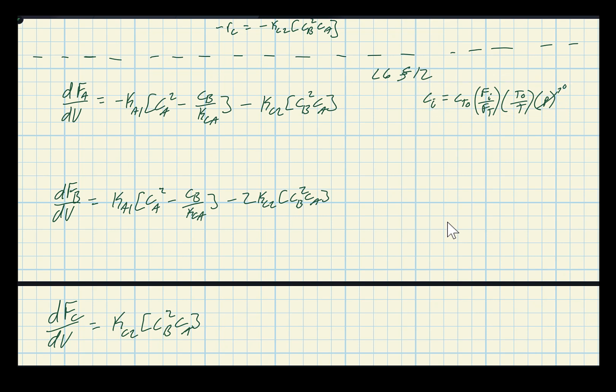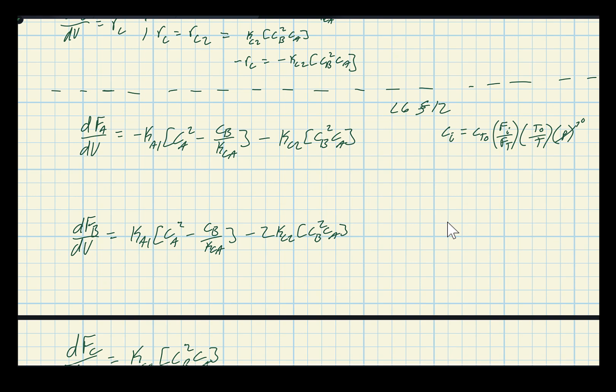So I'll do that for the first one, and then I will be skipping the rest, or at least just cutting to the answer. So for this one, it'll be negative Ka1 times, our Ca is going to be squared, so this whole term over here on the right is going to be squared. So we're going to have Ct initial squared times our flow rate of A over our flow rate total, and that's squared, times our temperature initial over our temperature within the reactor at whatever volume we're at, squared.